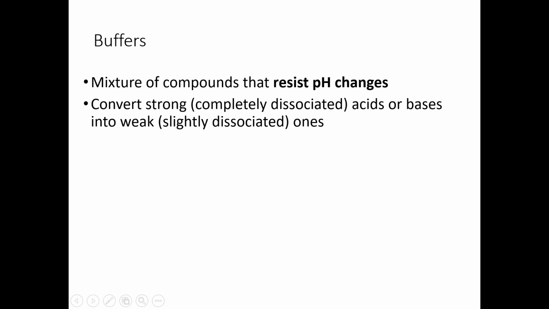Well, we all know that kidneys and lungs are organs. What are buffers? Buffers are chemicals, a mixture of chemical compounds that resist pH changes. We have them in our body, and they convert strong, completely dissociated acids or bases into weak ones.